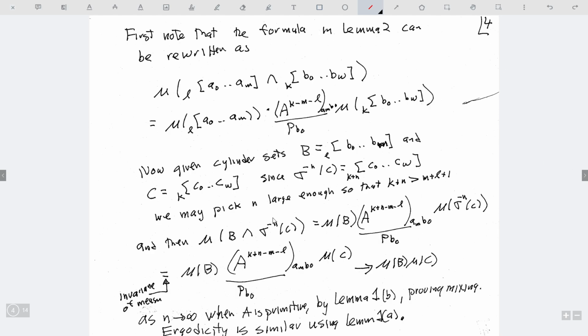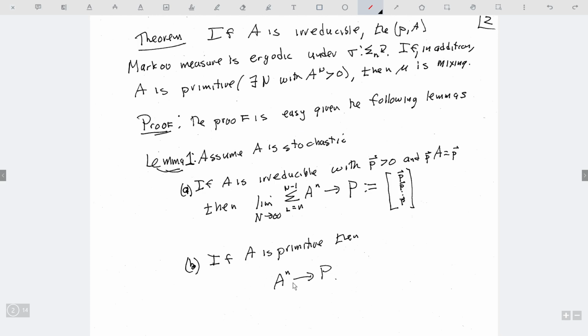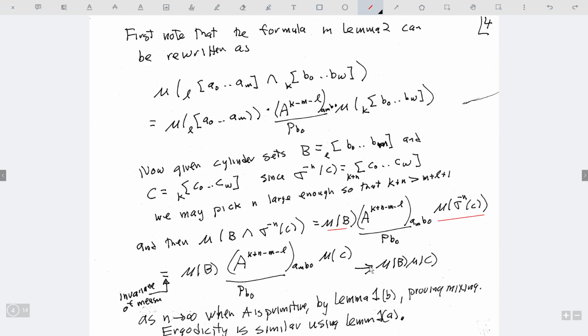And then the gap between them, we know, gives rise to a term like this. That's my first observation. There's the measure of B, the measure of this inverse image of C, and then this transition term. Now the two things we need are, first, this is an invariant measure, so this measure is the same as mu of C. And the second thing is that this term here goes to P of B naught. So that's implicit in this statement here. We're looking in the B naught column here, and so it's converging to that. Ergodicity is similar, but you just have sums and averages.